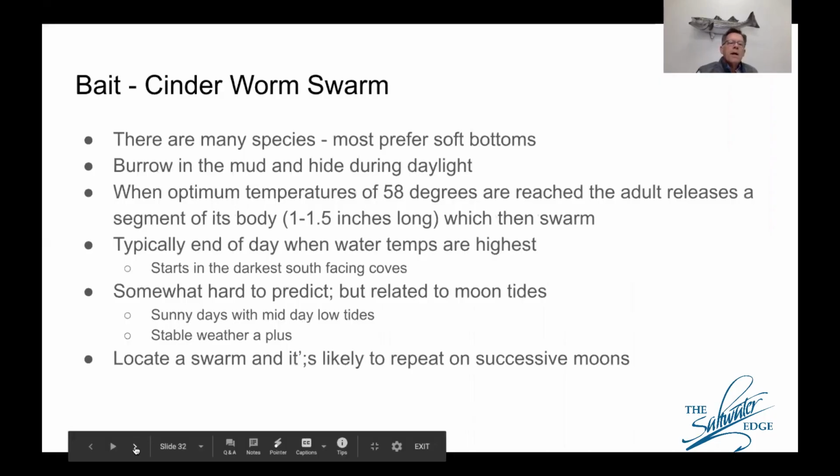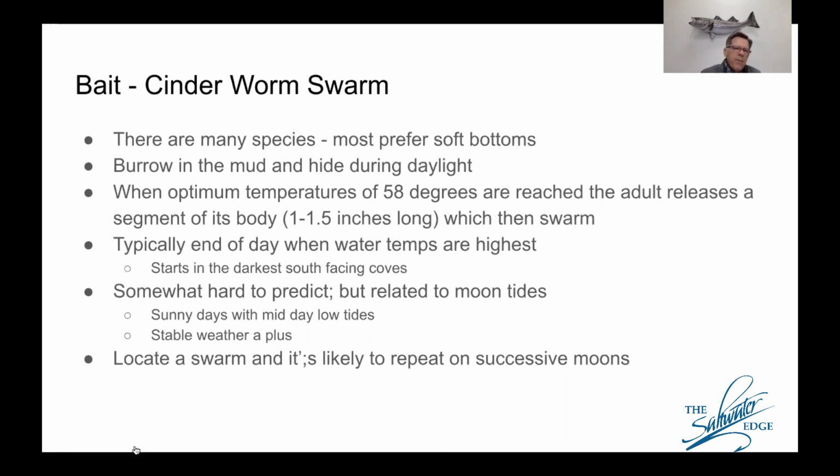And Cinder worm swarms. There are many different species of worms. Even in one location, there's many different species of worms. They're generally over soft bottoms, mud and sand. They burrow into the mud and hide during the daylight, but then when the water temperature reaches 58 degrees or so, the adult basically releases a segment of its body, an inch or an inch and a half long portion, and that then becomes the swarm.